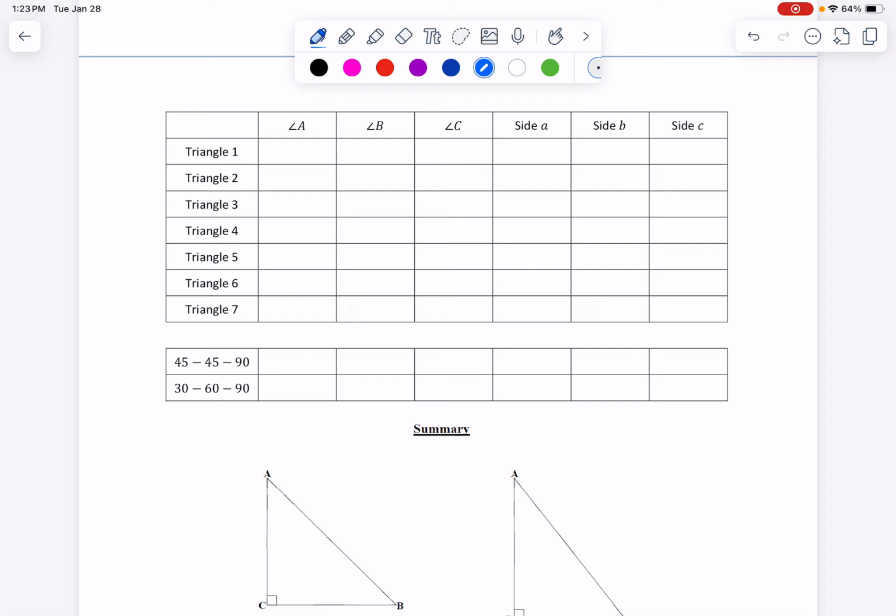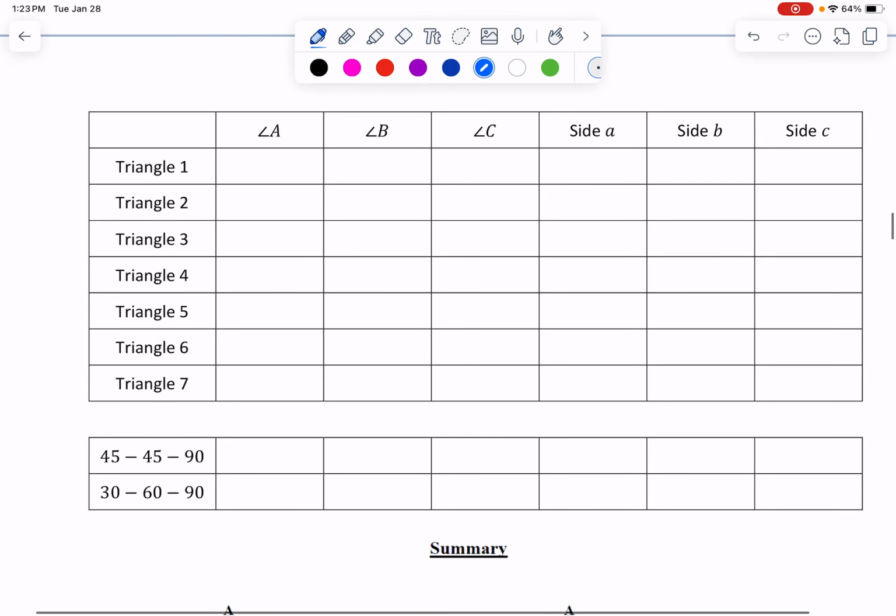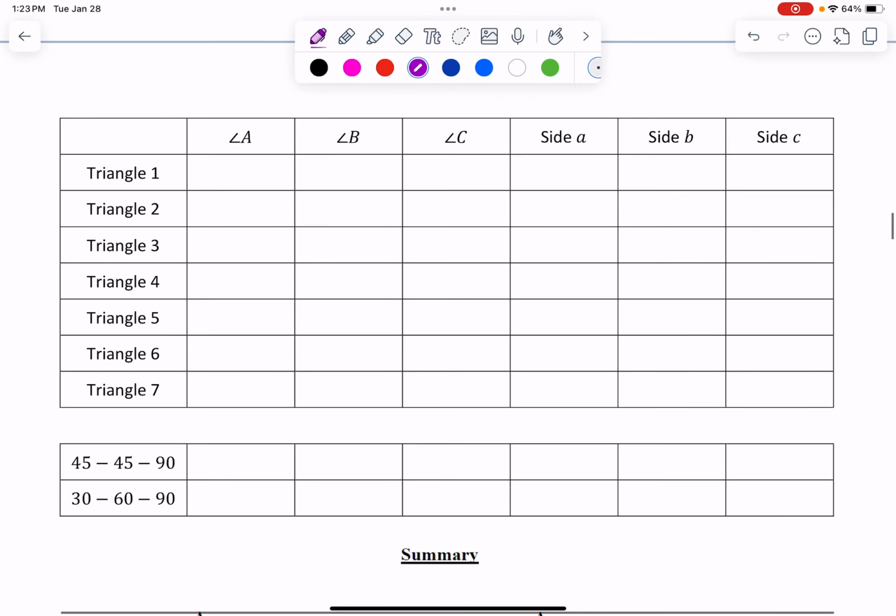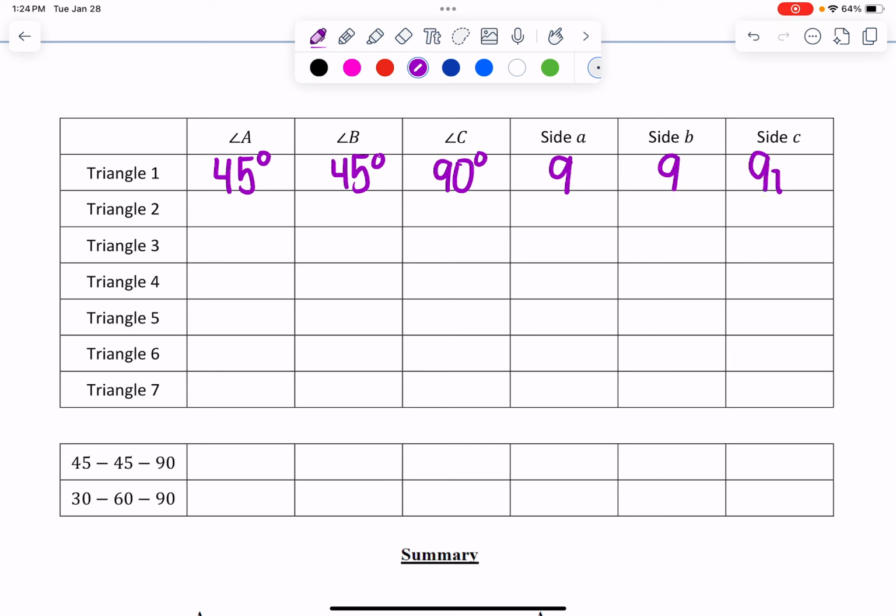Okay, so basically in each one of these triangles, I'm going to lay out what each part should be. Starting off with angle A in triangle 1, you should have 45 degrees. For angle B, that should also be 45 degrees. For angle C, that should be 90 degrees. For the sides, side A should be 9. For side B, you should have gotten 9 using the Pythagorean theorem. And for side C, you should have gotten 9 root 2. Okay, that's for triangle 1.